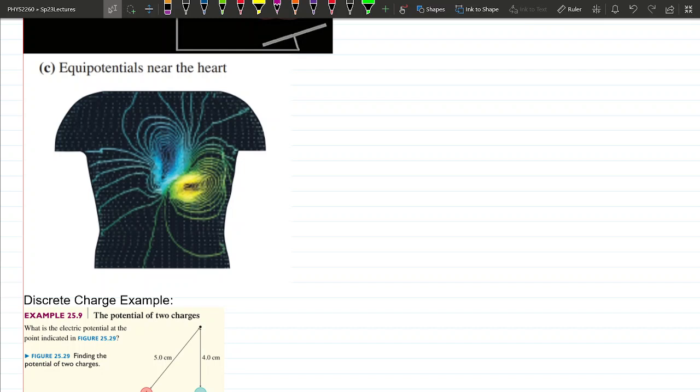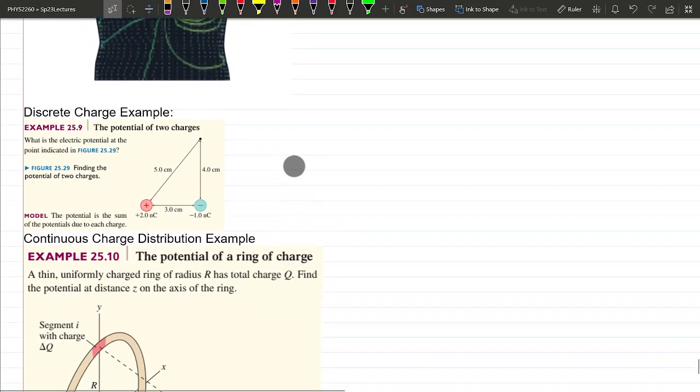So these are equal potential lines that you can see in someone's heart, and this is basically how it works if you know anyone who has a pacemaker. A pacemaker is attached, I think, around the side of your chest or something like that. It's basically sending an electrical signal back and forth to control the rate that your heart is pumping.